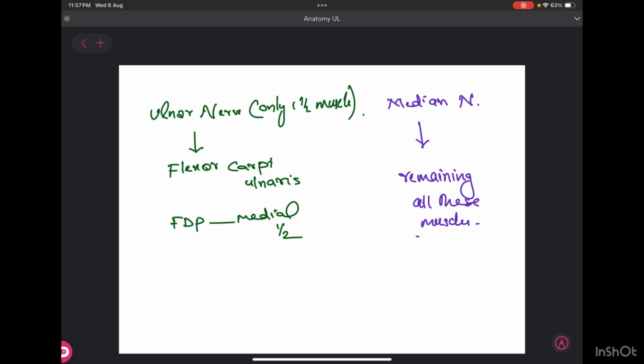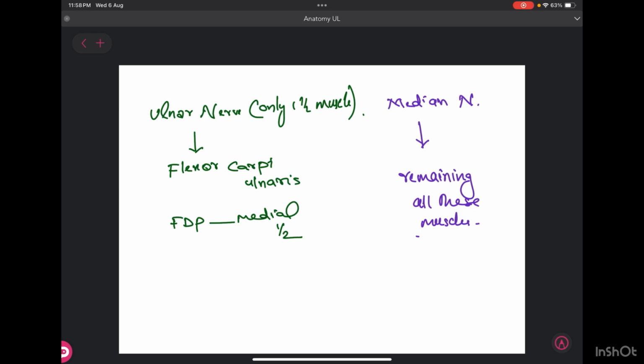So what about the nerve supply? We already discussed the origin, insertion and action of the flexors of the forearm, right? So now we are going on to the innervation. We have two nerves, the ulnar nerve and the median nerve. The ulnar nerve will be supplying only one and a half muscles of this anterior compartment, that is flexor carpi ulnaris, of course, and also the medial half of the flexor digitorum profundus. The rest, all the remaining muscles, are supplied by the median nerve.